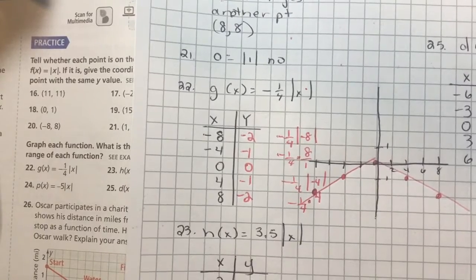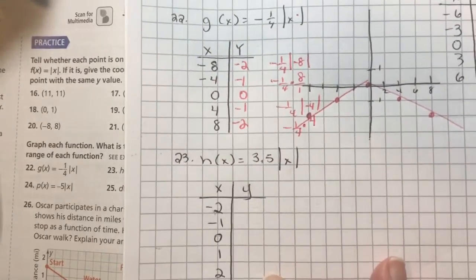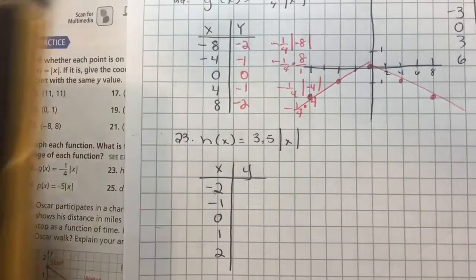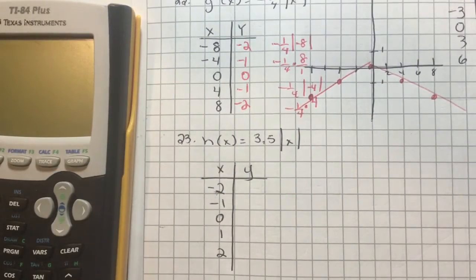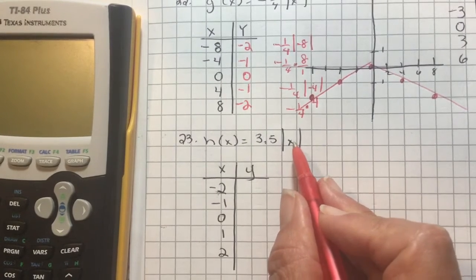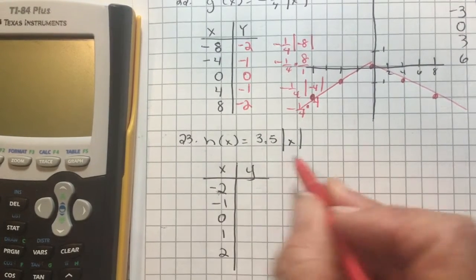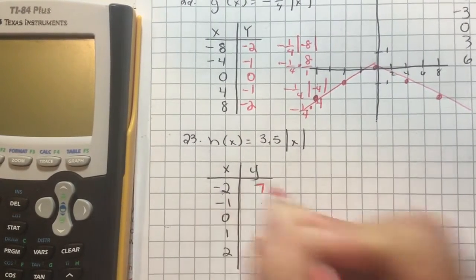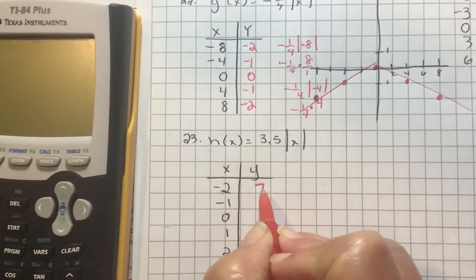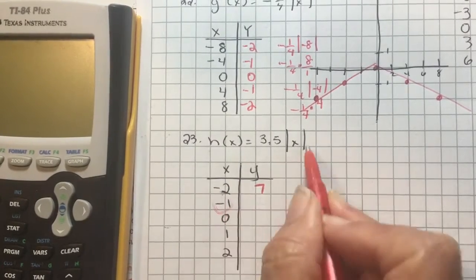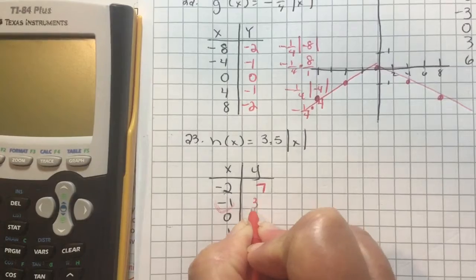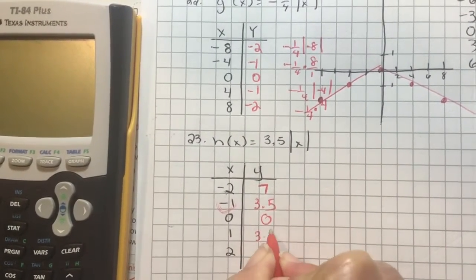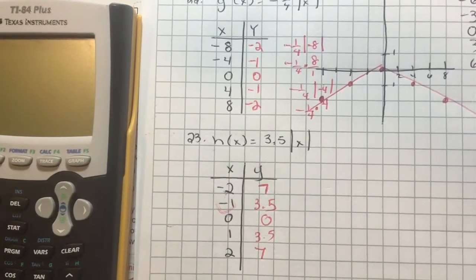For the next one, since I'm multiplying by 3.5, I went ahead and stuck to negative 2, negative 1, 0, 1, and 2. Remember, the absolute value of these are going to make them positive. So this is going to be 3.5 times a positive 2, which is 7. This absolute value is 1. 3.5 times 1 is 3.5. 3.5 times 0, and then it repeats.